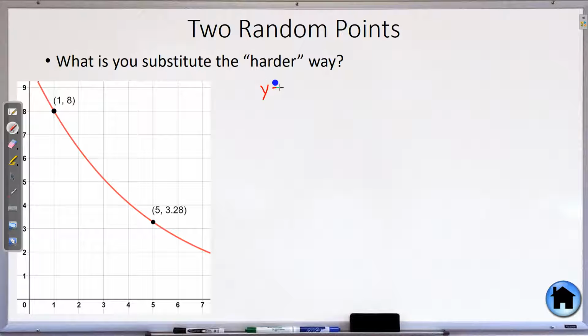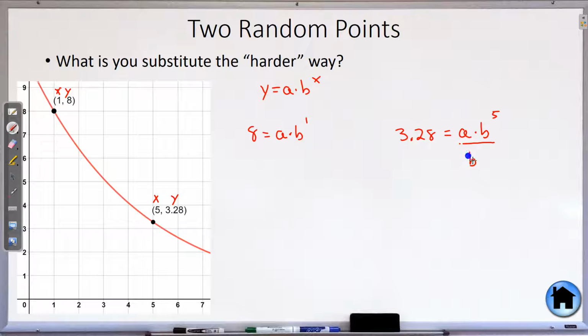Remember, we are still using y equals a times b to the x, and then we plug in our x and y from each point. So your first equation will be 8 is equal to a times b to the first, and your second one will be 3.28 is equal to a times b to the fifth. Now last time I did a little bit of manipulation here and then substituted. This time I'm going to do it over here so you can see what happens.